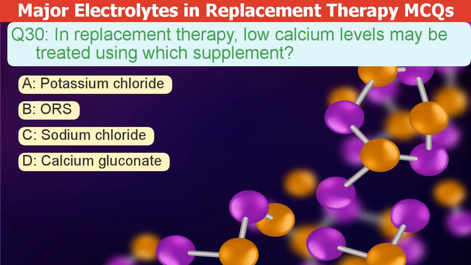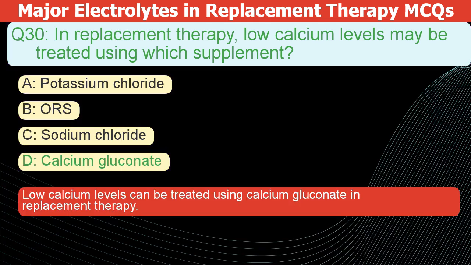In replacement therapy, low calcium levels may be treated using which supplement? A. Potassium chloride. B. OS. C. Sodium chloride. D. Calcium gluconate. The correct answer is D. Low calcium levels can be treated using calcium gluconate in replacement therapy.